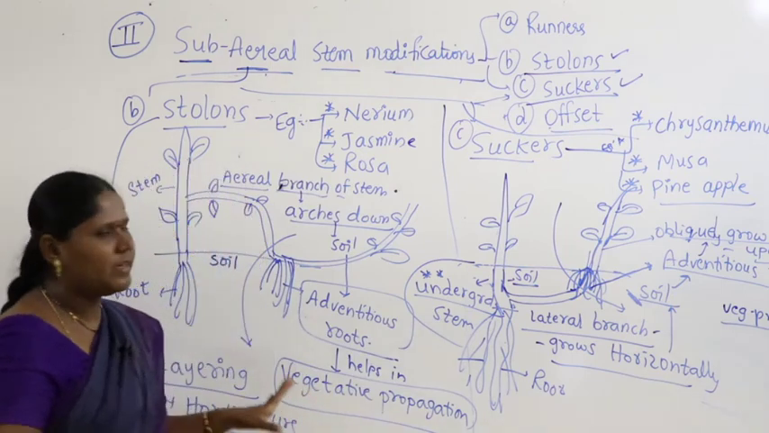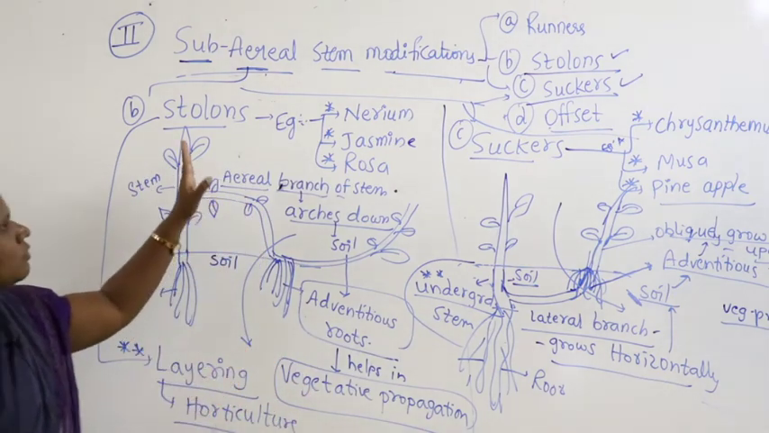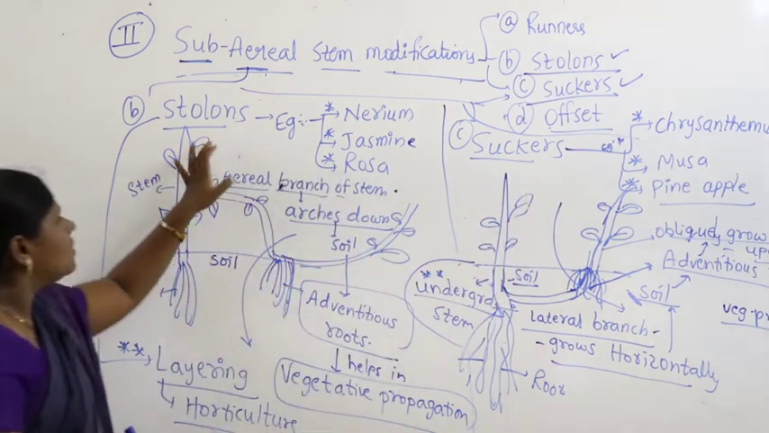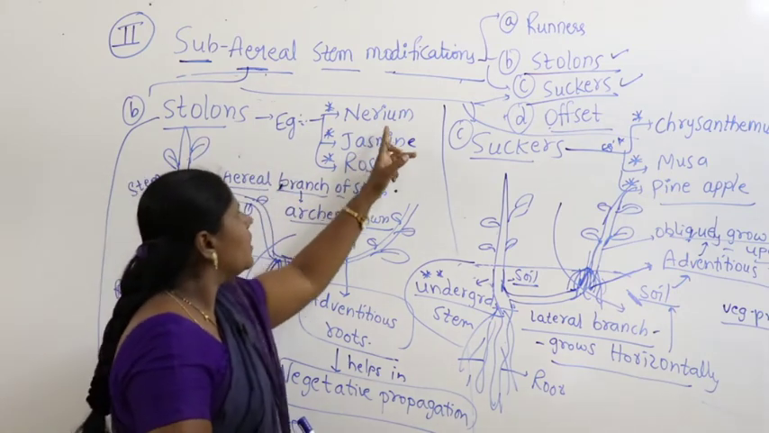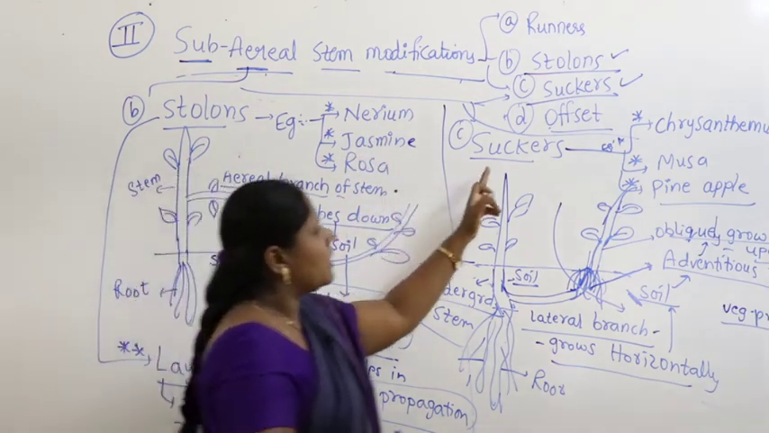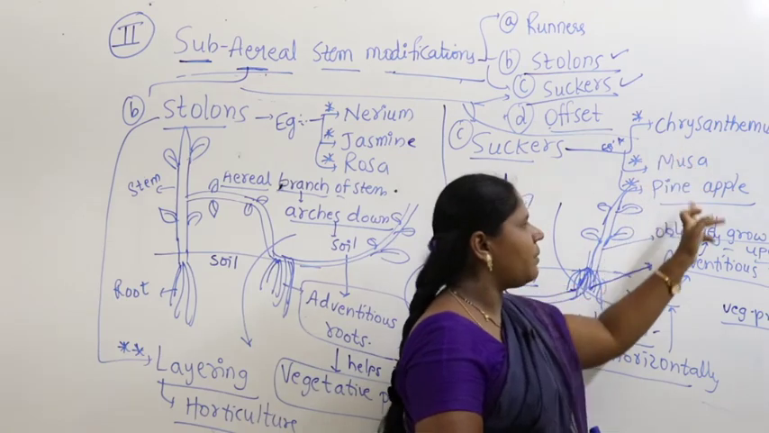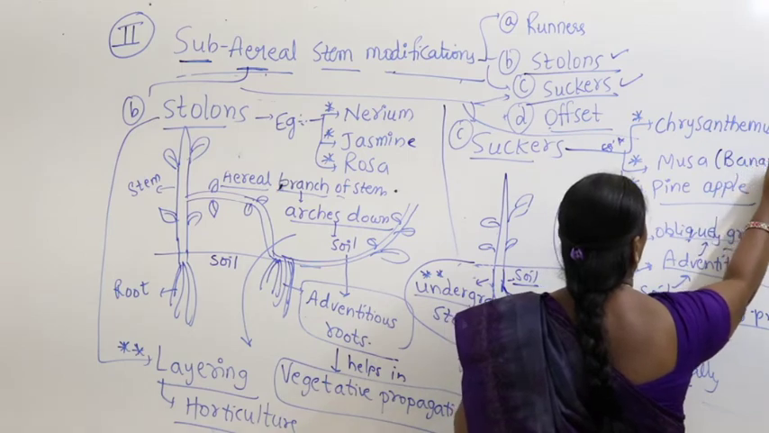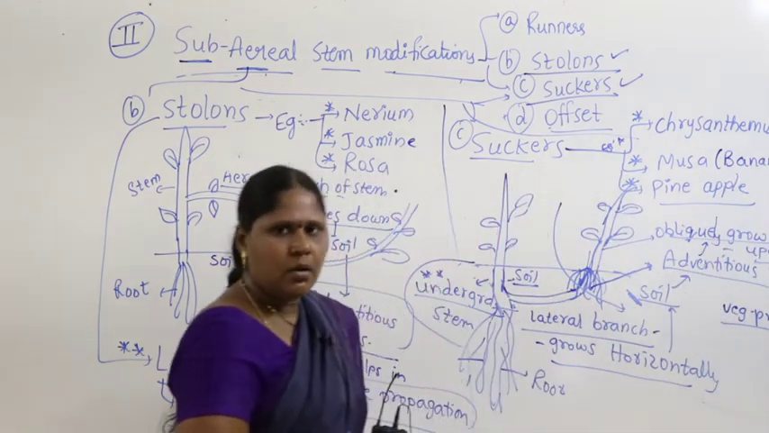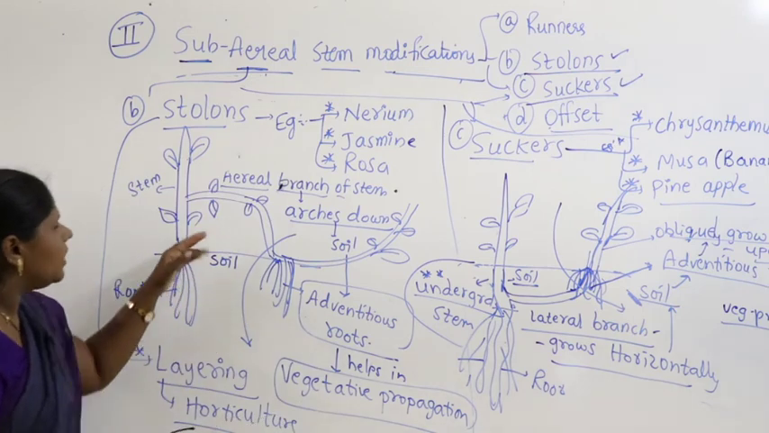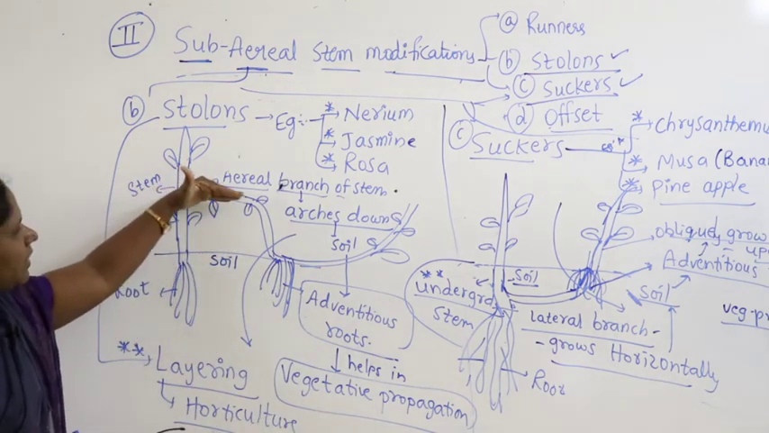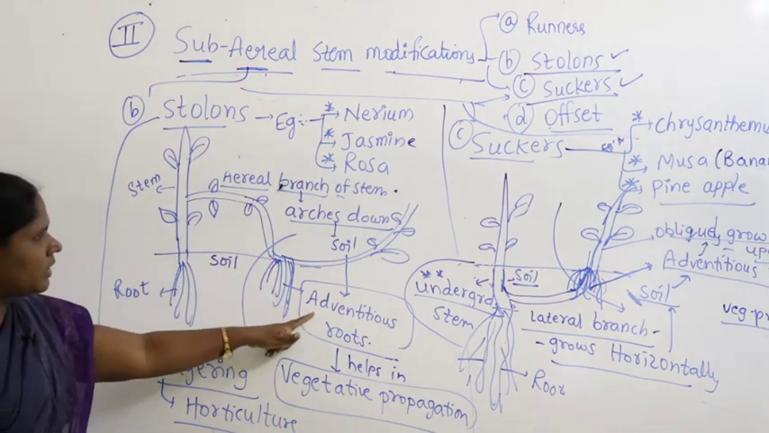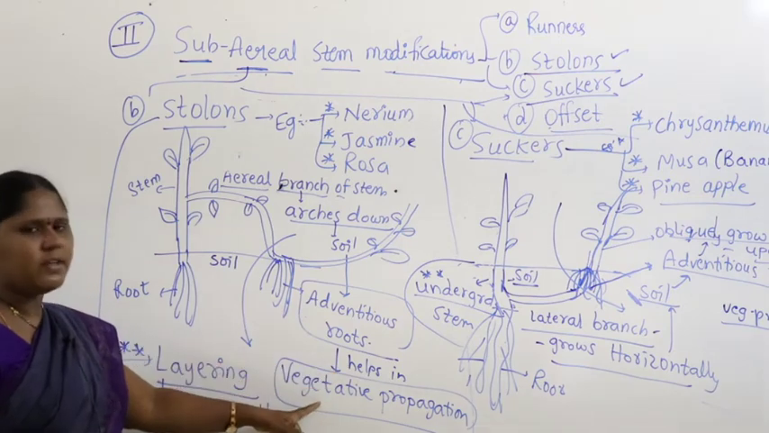So once again, let us make clear the difference between stolons and suckers. See the difference. Stolons you find in the case of Nerium, Jasmine, Rosa. Suckers you find in the case of Chrysanthemum, Musa, Pineapple. What is Musa? Musa is nothing but banana. Now see the difference. In the case of stolons, the aerial branch arches down. Wherever it touches the soil, it forms adventitious roots and that helps in vegetative propagation.